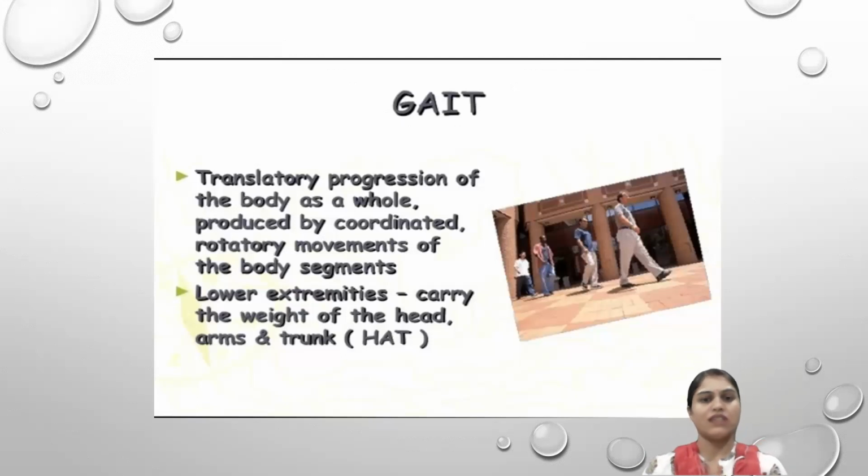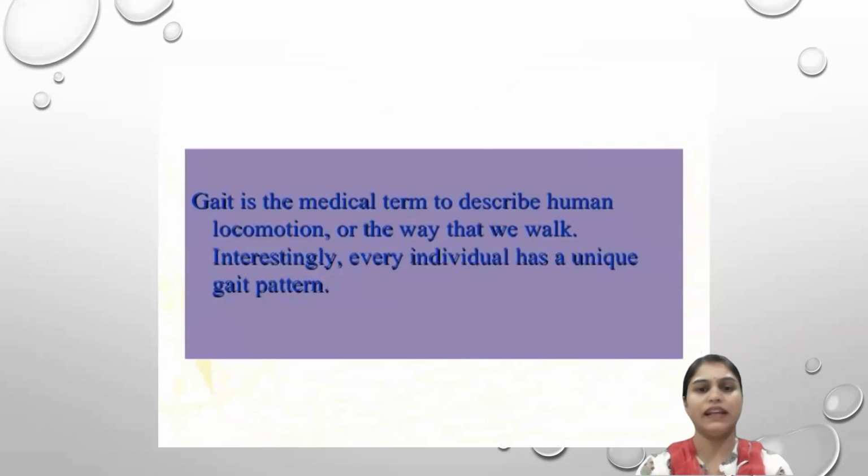Gait. Translatory progression of the body as a whole, produced by coordinated rotatory movement of the body segments. The lower extremities carry the weight of the head, arms, and trunk. Gait is a medical term to describe human locomotion, or the way that we walk. Interestingly, every individual has a unique gait pattern.